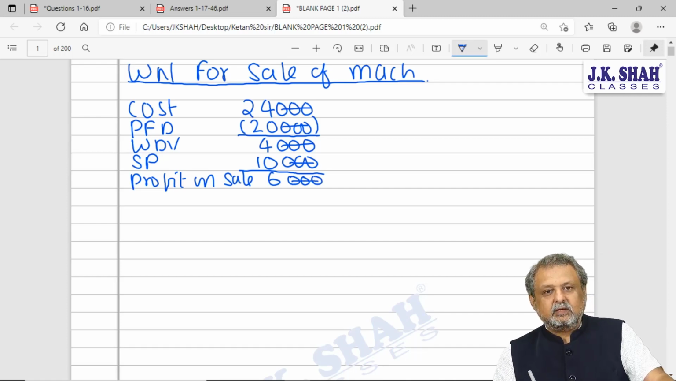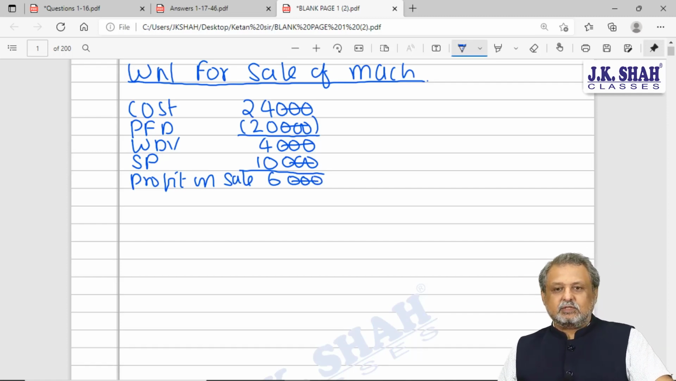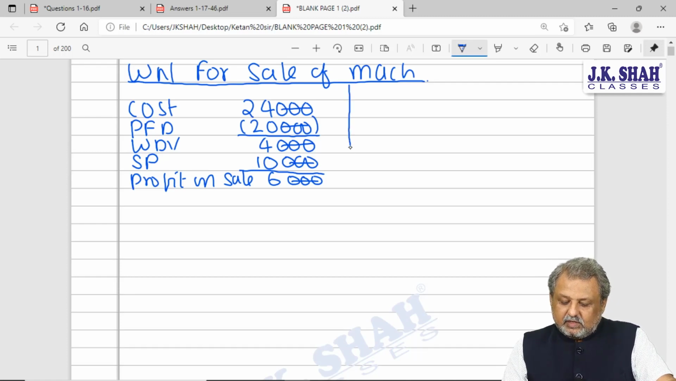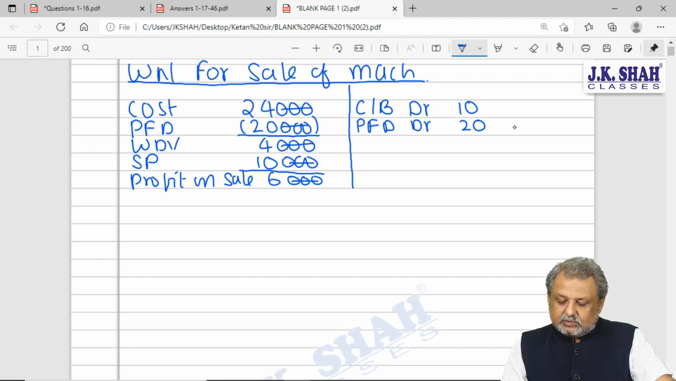When you prepare this working note, all the details are given in the question. Now, if you give an accounting effect for that, when the asset is sold, normally cash comes in, so cash bank debit, it is 10,000. Provision for depreciation debit, that is 20,000. The asset goes out, so asset credit by the cost 24 and profit on sale is credited, that is 6.